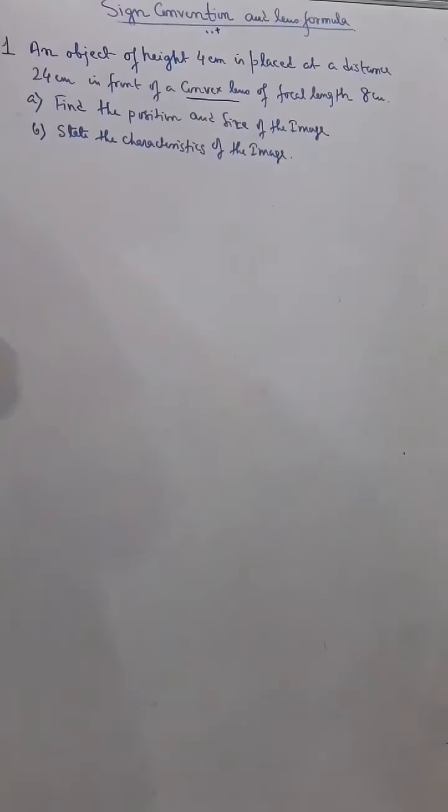Okay, now see this sum. They told an object of height 4 cm is placed at a distance of 24 centimeter in front of a convex lens. Okay, convex lens of focal length 8 centimeter. Now find the position and size of the image.